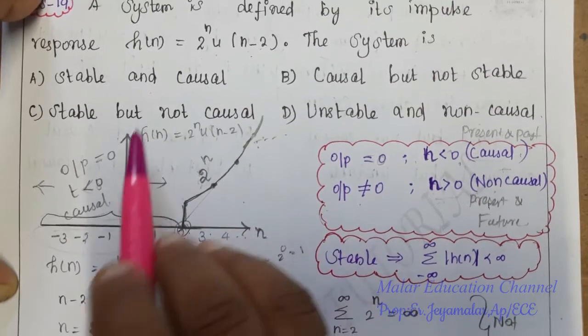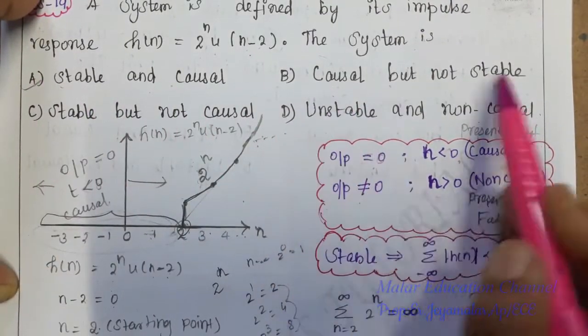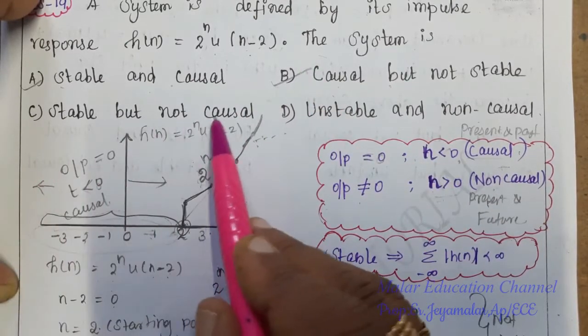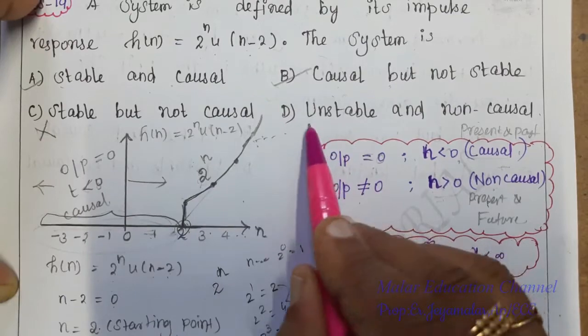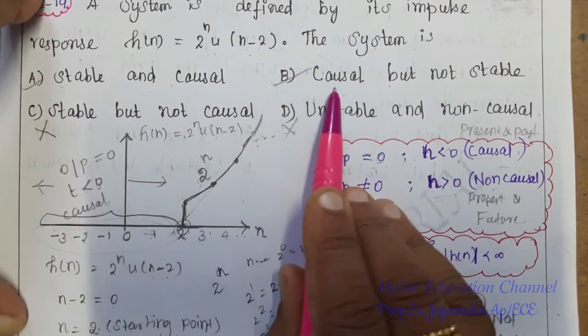Check the answers. Stable and causal, option A is okay. Here causal but non-stable, option B is also okay. Option C is non-causal, so option C is wrong. Option D is non-causal, this is also wrong. Let me concentrate on options A and B.